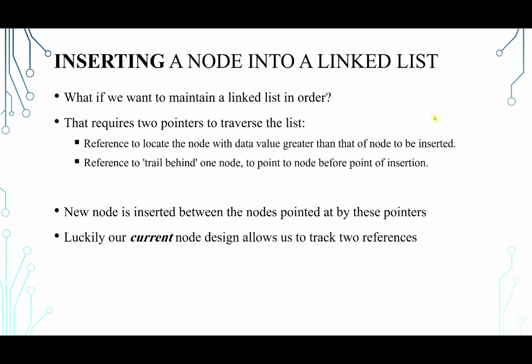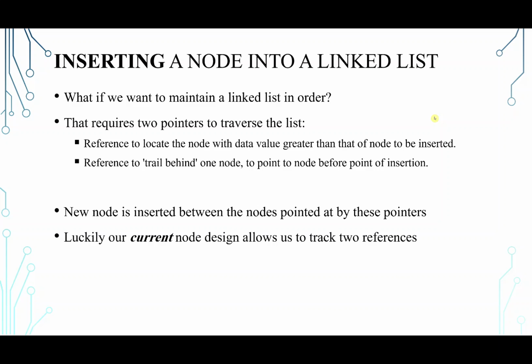So, inserting a node into a linked list. What if we want to maintain a linked list in order? That requires 2 pointers to traverse the list. Thankfully, we have current. You need a reference to locate the node with the data value greater than the node we are going to insert, and a reference one node behind to point to the node before the point of insertion. You're going to see that in graphics.